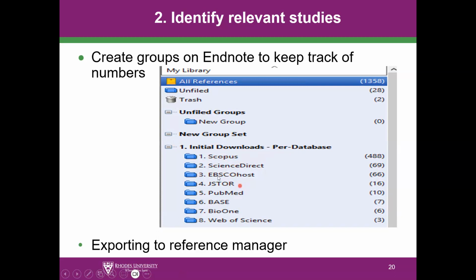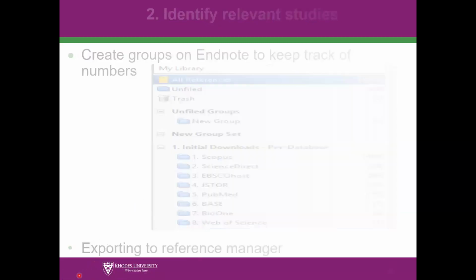An important aspect to this is to use numbers. I've used numbers here because Scopus was the first I exported. Science Direct was the second I exported. EBSCOhost was the third, and so on. If you do not use numbers, they will simply appear alphabetically. And I will show us shortly how that can be a problem if we do not number what we're trying to do.